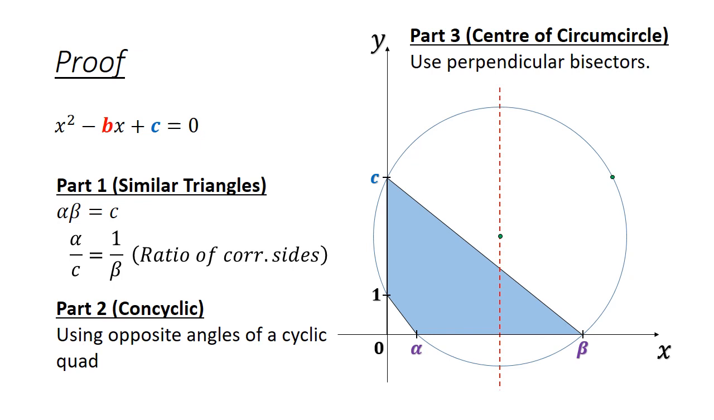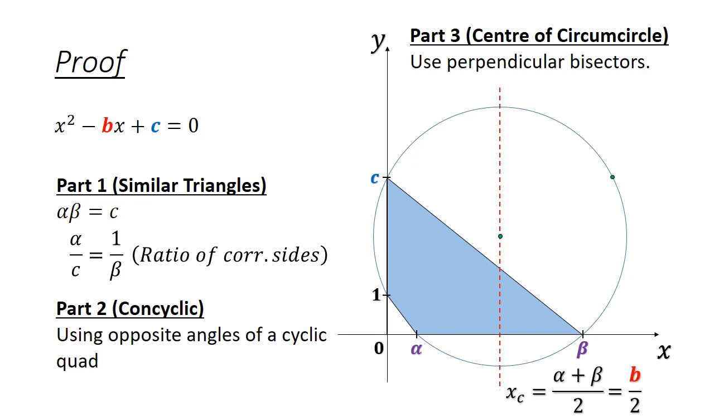So we can say that the x-coordinate on this red line would be the average of the two roots, alpha plus beta divided by 2. And by Vieta's formula, we know that the sum of the two roots is equal to b. So we can say that the x-coordinate of the center is b over 2.